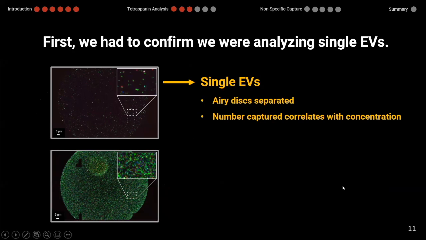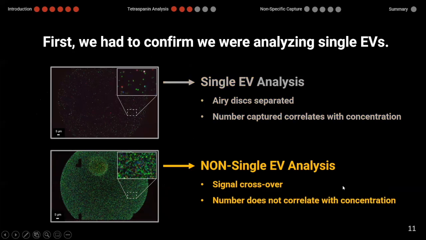If we didn't do this, we would see this lower image where we get signal crossover from EVs that are bound nearby. The software itself identifies if things are single EVs, and when we have this signal crossover, the software cannot identify single EVs and instead thinks that multiple EVs are a single particle. This means that this is no longer single EV analysis, and the number that it produces is not going to correlate with the actual concentration of those different subpopulations.